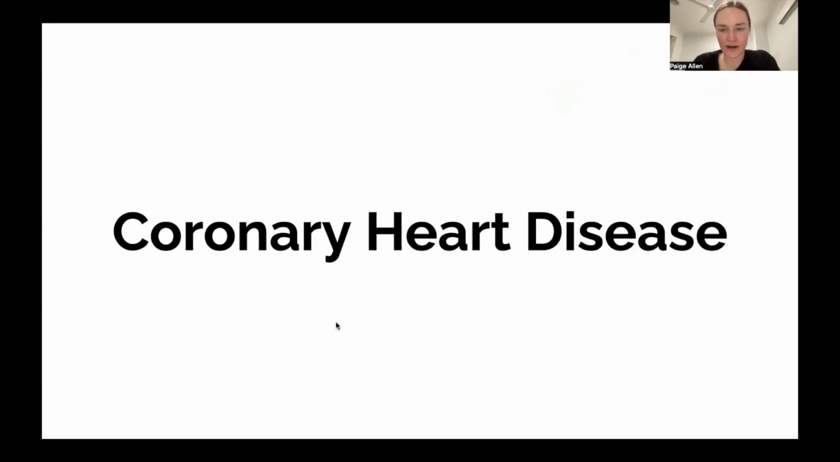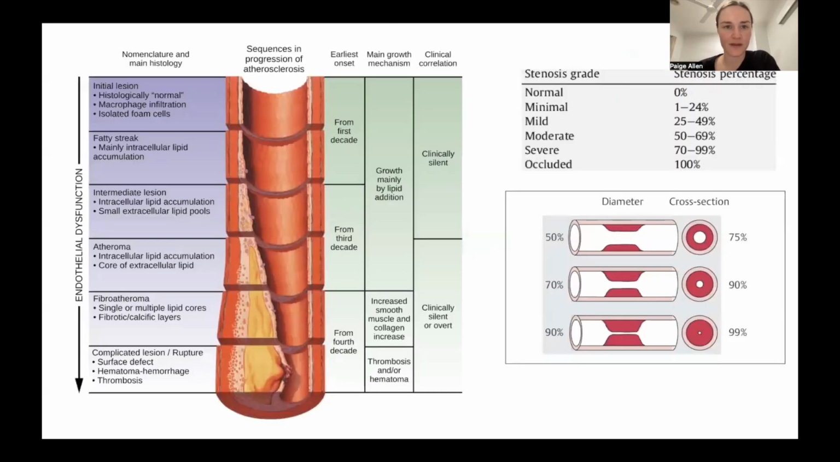We're going to move on to coronary heart disease. Again, pause here if you want to take a break, or we can keep going. I think this is pretty important to know. This is the basis of atherosclerosis from a pathology perspective.